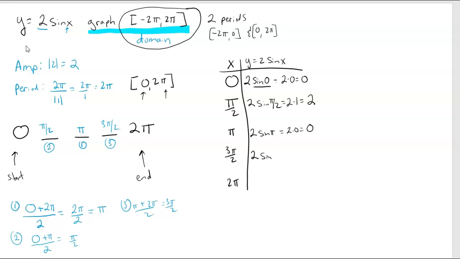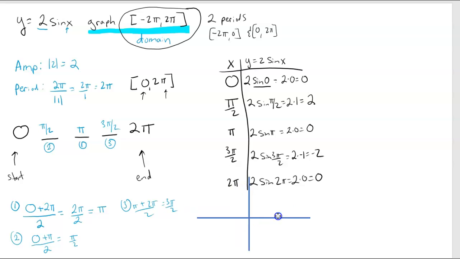This will be 2 sine of 3 pi over 2. So 2 times negative 1 this time, negative 2. And we always start and stop at the same place. So you should get exactly the same answer. Okay. So we have our points. So now it is time to graph.